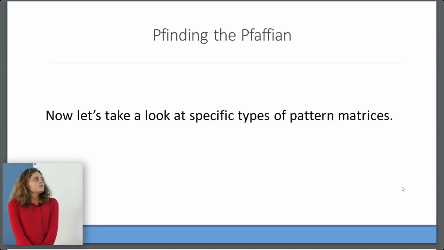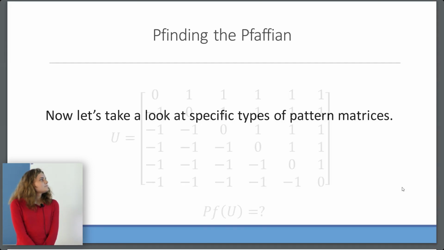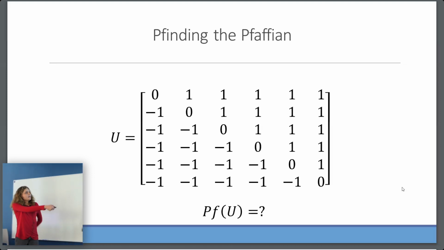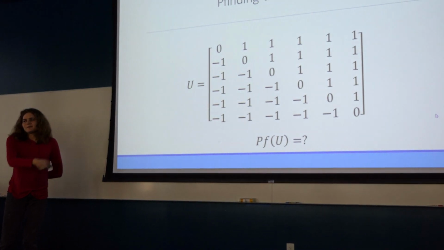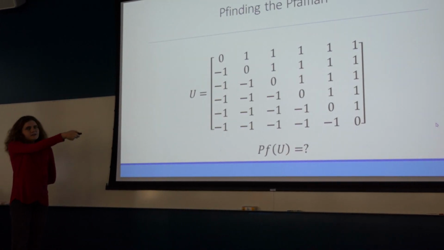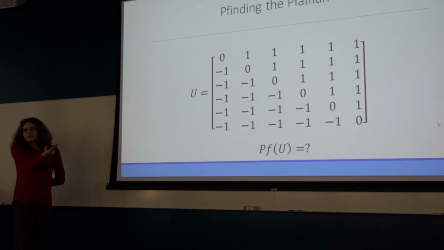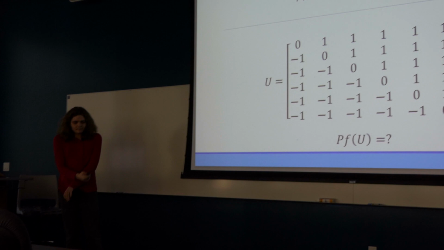All right, so now we're going to look at some specific types of pattern matrices and see if we can figure out the Pfaffian of these types of matrices. The first one we're going to look at, I've called this one U. I call it the ones matrix because the upper triangular is all ones. The lower triangular is all -1s. It's skew symmetric. Main diagonal is all 0s because it's skew symmetric. What is the Pfaffian of this matrix?